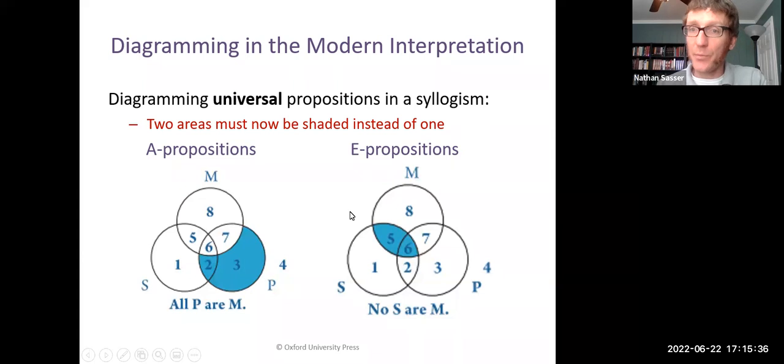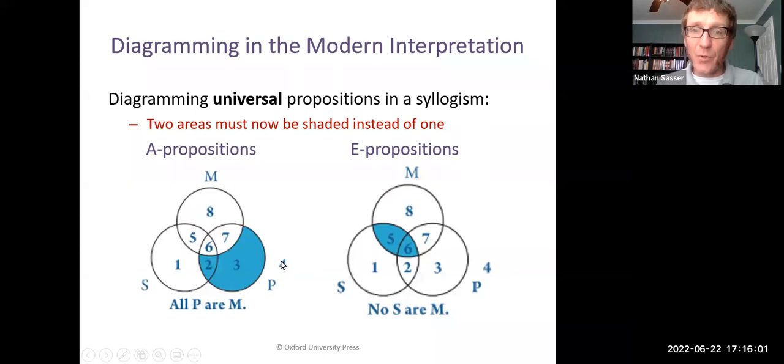If you have an E-type proposition, it's going to say no S are M. Well, you look at the overlap area between the S circle and the M circle. There are 2 sections, 5 and 6, where they overlap. You want to shade out 5 and 6, because that says there's nothing there in that common ground between S and M. None of the S's are M. There is no common ground.